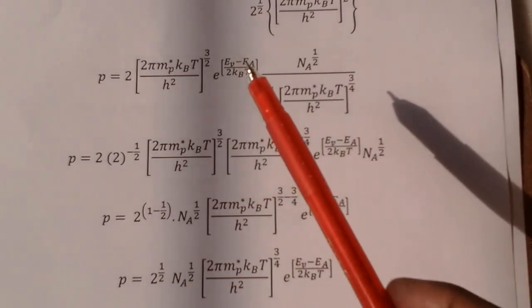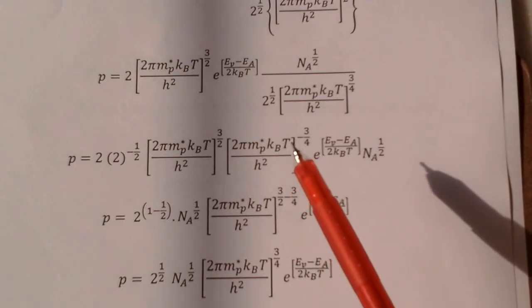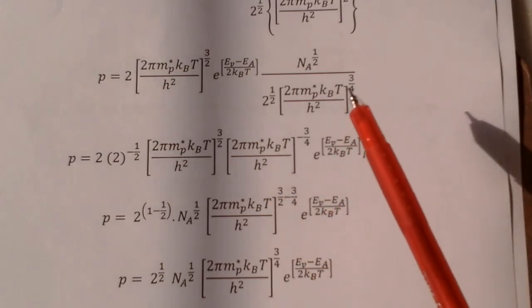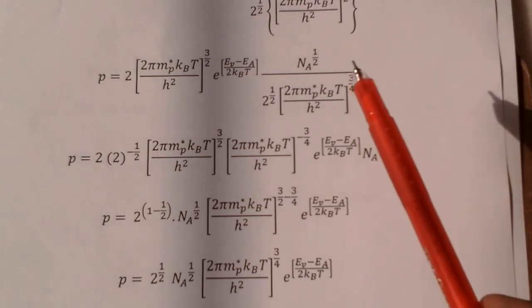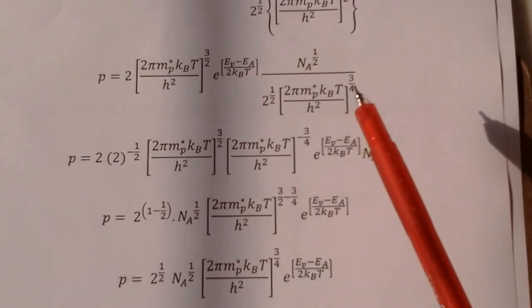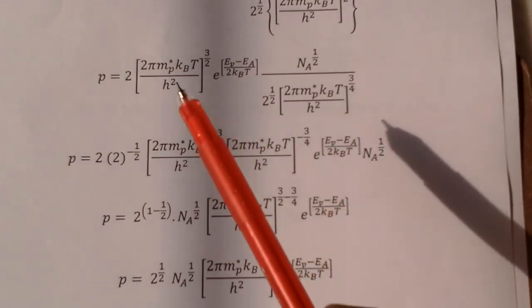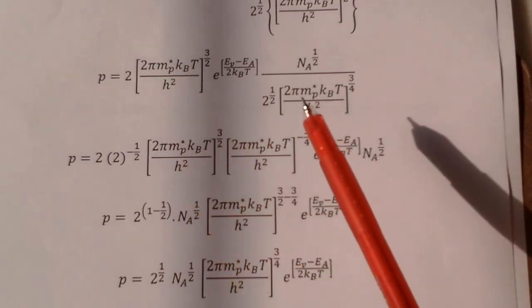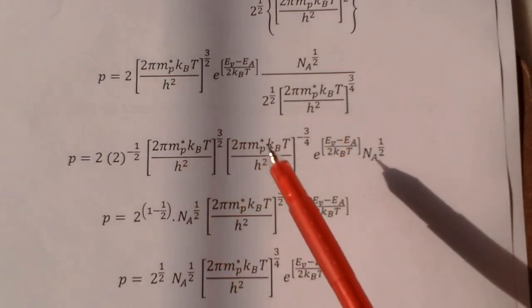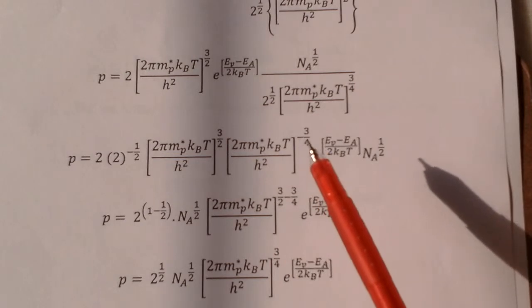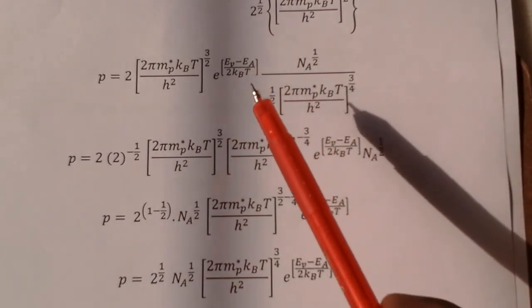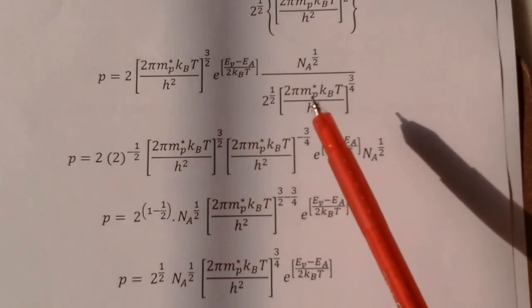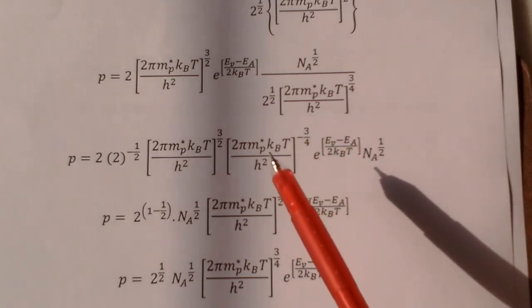So if you bring it up, what happens? 2 pi mp star kBT by h square whole power minus 3 by 2. If it goes up, what happens? If we are going to write as a numerator, then it is minus 3 by 4 happens, minus 3 by 4. So this is already written. This value I am writing like this: 2 pi mp star kBT by h square whole power minus 3 by 4. Why? Because this I am writing as a numerator. This is in denominator. I am writing as a numerator in the next step.